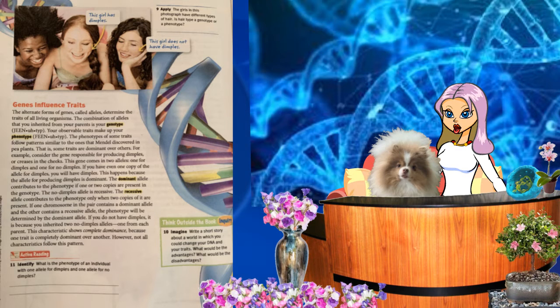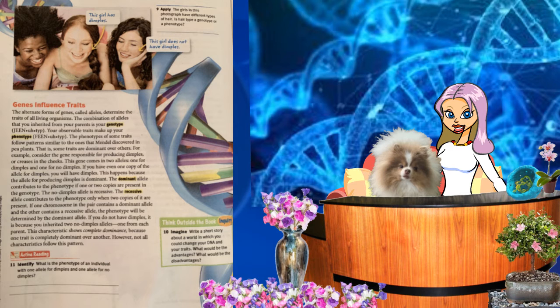The alternate forms of genes, called alleles, determine the traits of all living organisms. This combination of alleles that you inherited from your parents is your genotype. The name genotype makes sense since it's in your genes. Your observable traits make up your phenotype. The phenotypes of some traits follow patterns similar to the ones that Mendel discovered in pea plants. That is, some traits are dominant over others.